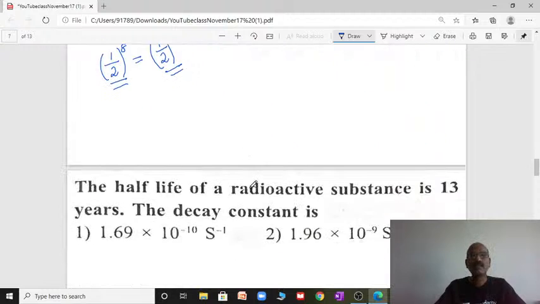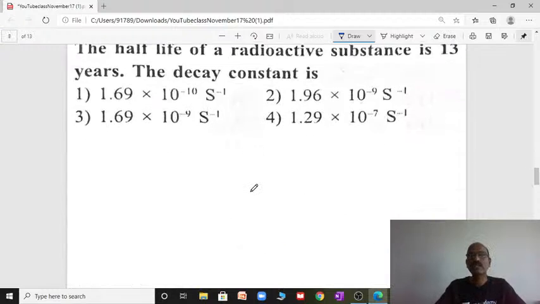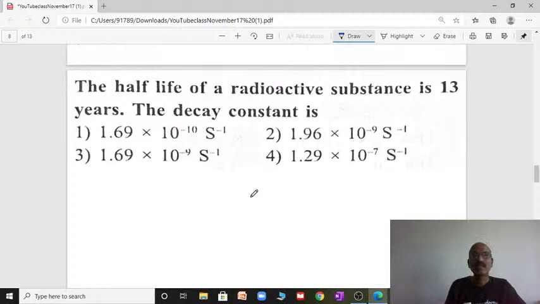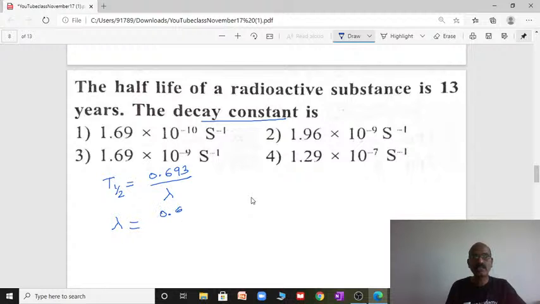Here it is. The half-life of a radioactive substance is 13 years. Find the decay constant. We all know the half-life period formula: the time for which half of its original atoms disintegrate. Half-life period is 0.693 by lambda. Here lambda is the decay constant, which is the question. So decay constant equals 0.693 by T half. Here the half-life given is 13 years. That years you convert into seconds. The answer is to be in per second.